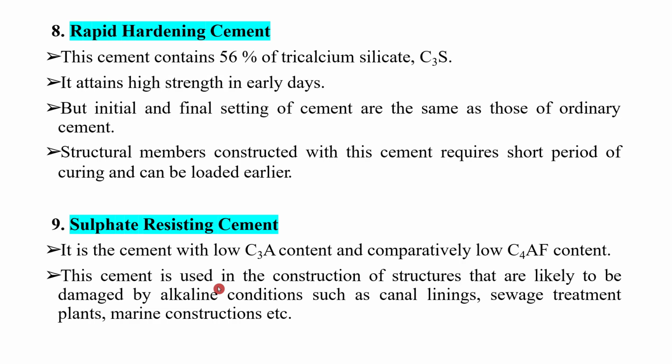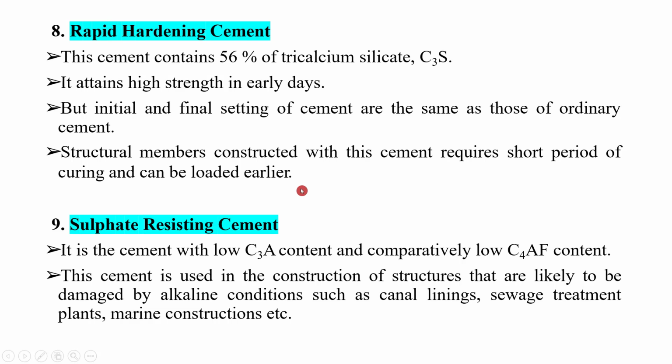Continuing, the eighth one is the rapid hardening cement. This cement contains 56% of the tricalcium silicate C3S. It attains high strength in early days, but the initial and final setting of cement are the same as those of ordinary cement. The structural members constructed with this cement require a short period of curing and can be loaded earlier.